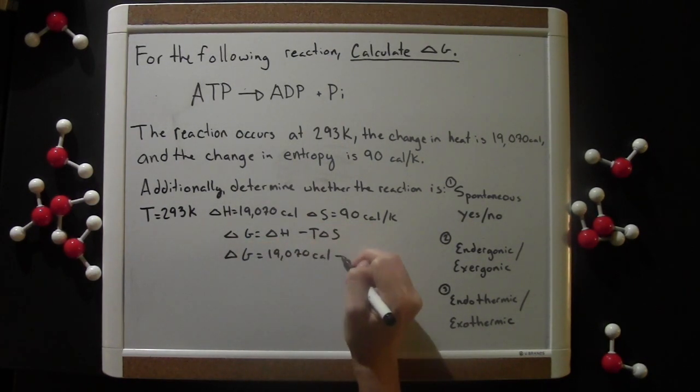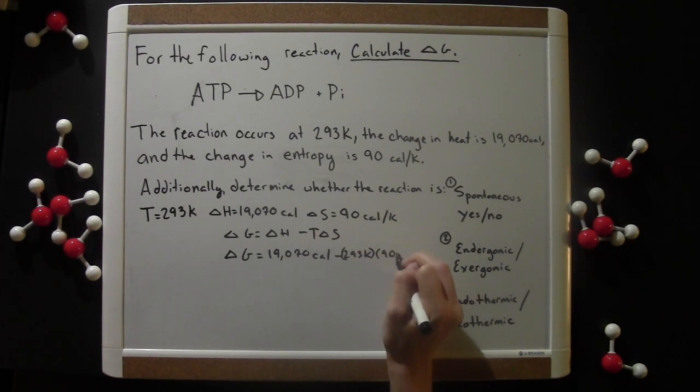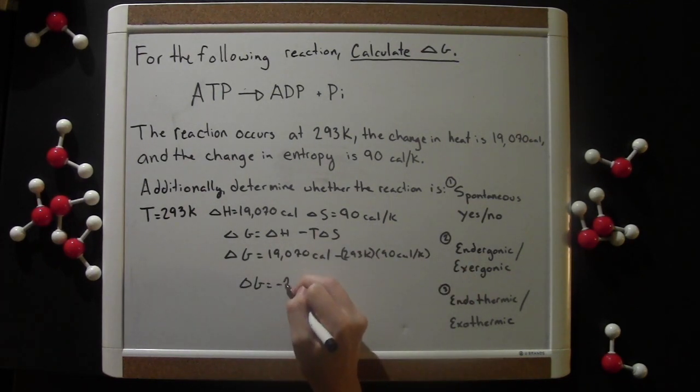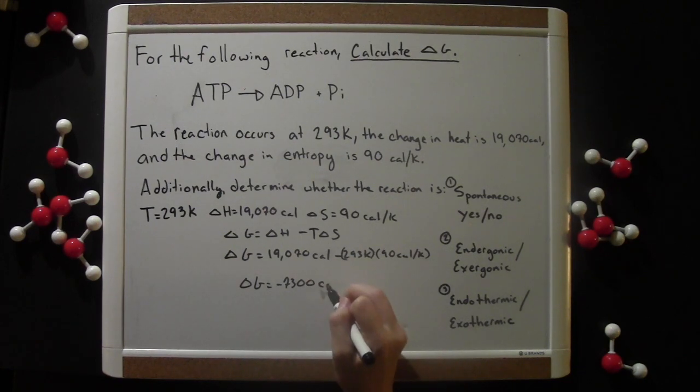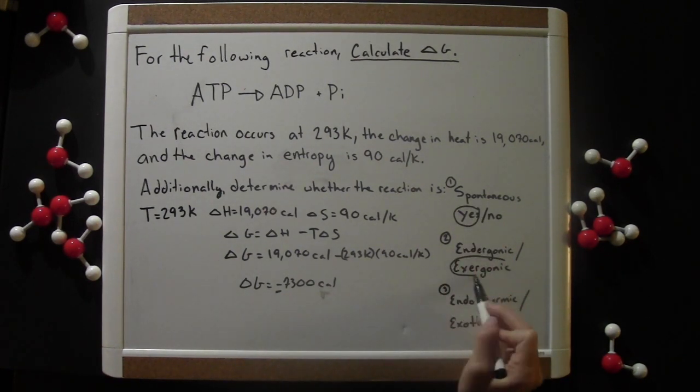After plugging everything in and solving for delta G, we have reached the number of negative 7,300 calories. Since change in Gibbs free energy is negative, it is spontaneous and exergonic. Since the enthalpy is positive, the reaction is endothermic.